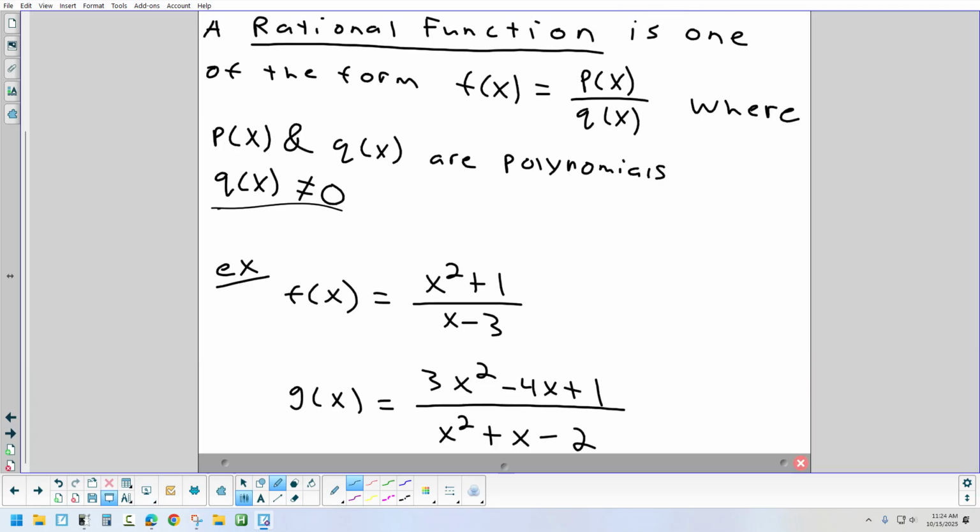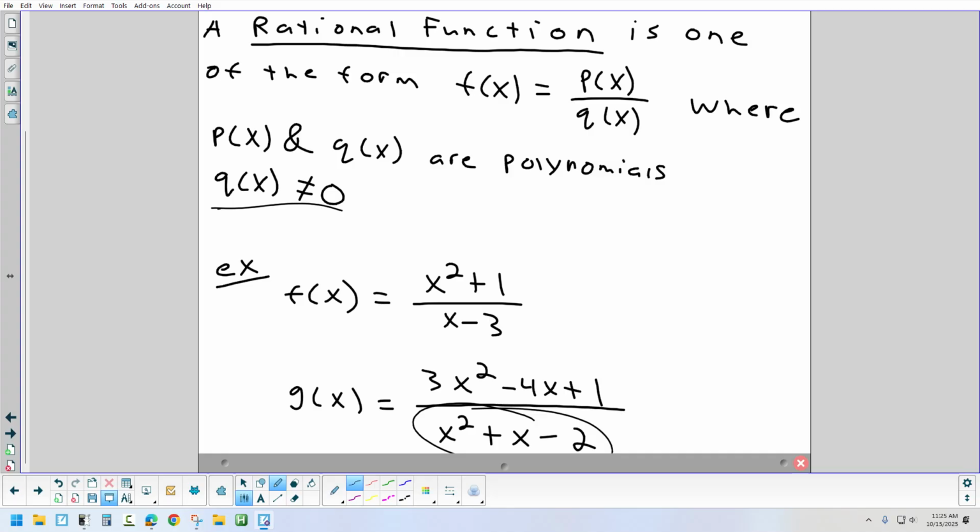Here's another one. It's a quadratic in the top and a quadratic in the bottom. Now, we spent all of chapter 3 looking at how to find roots of polynomials. That's exactly what you'd have to do in g of x. You would need to find the roots of the denominator, the values that would make the denominator 0, and then don't use those numbers in the domain, because we don't want to divide by 0.